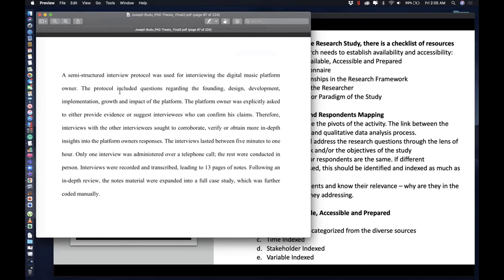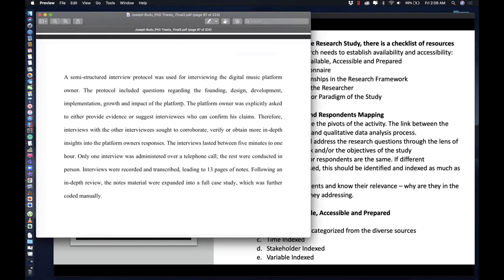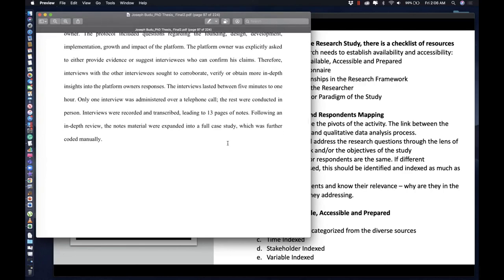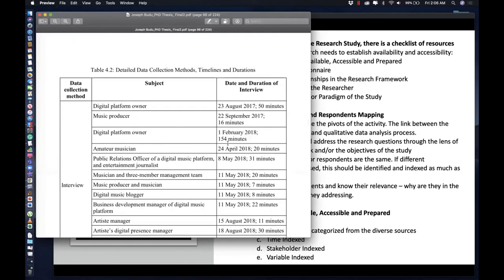Okay, so look at it. A semi-structured interview protocol was used for interviewing the digital music platform owner. The protocol included questions regarding the founding, design and development, implementation, growth and impact of the platform. The platform owner was explicitly asked to either provide evidence or suggest interviewees who can confirm his claims. Therefore, interviews with other interviewees sought to corroborate or verify or obtain more in-depth insights into the platform owner's responses. Okay, so it shows you that he collected data. This is something that students don't do.